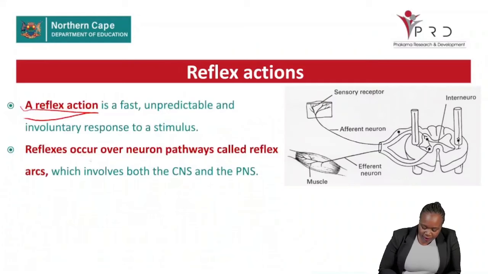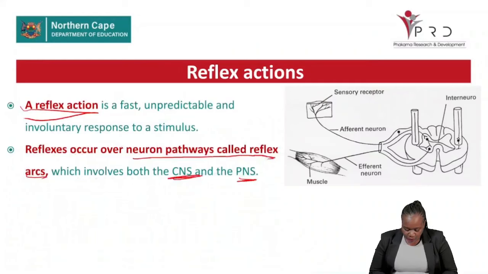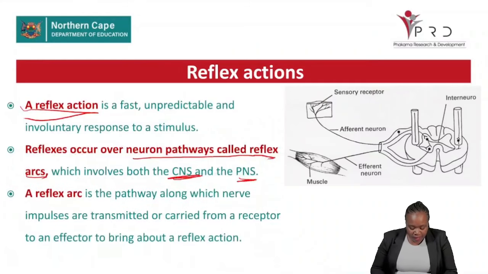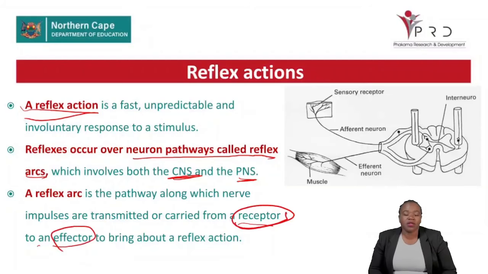Right. So the reflexes occur over neuron pathways called reflex arcs. A reflex arc is the pathway, and the reflex action is the response that is taking place in that pathway. So this involves both the central nervous system and the peripheral nervous system. A reflex arc is a pathway along which nerve impulses are transmitted or carried from the receptor to an effector, to bring about a reflex action.